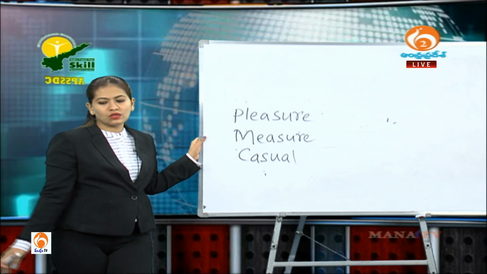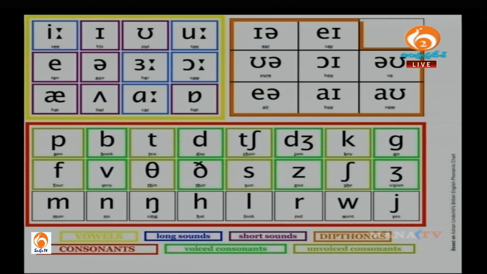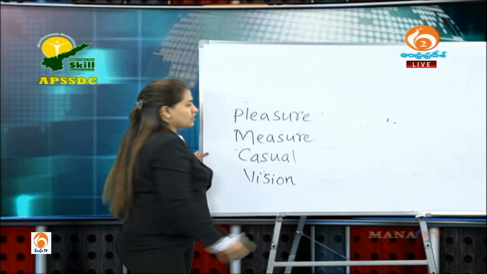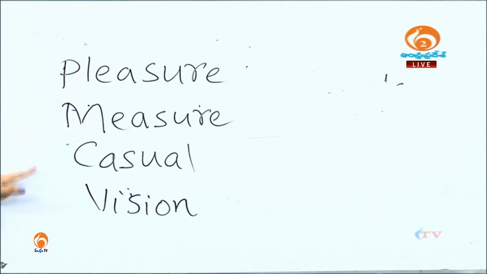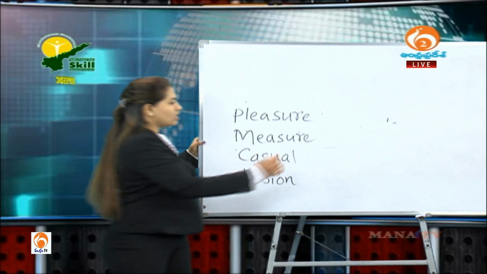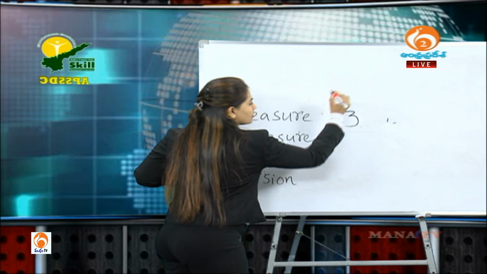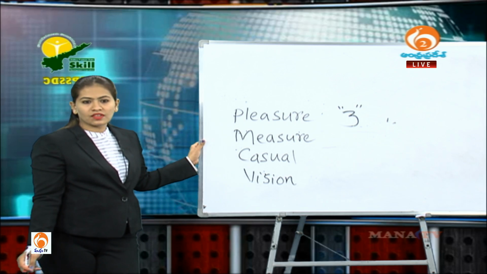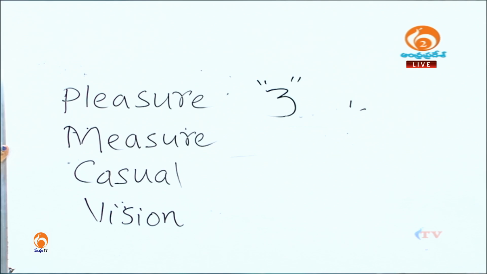Let's look at the slide. For this sound, the example mentioned is vision. So let's also take the same example. The sound that represents the pronunciation for this is this symbol, which is zh. Difficult to enunciate because it doesn't exist in my first language.